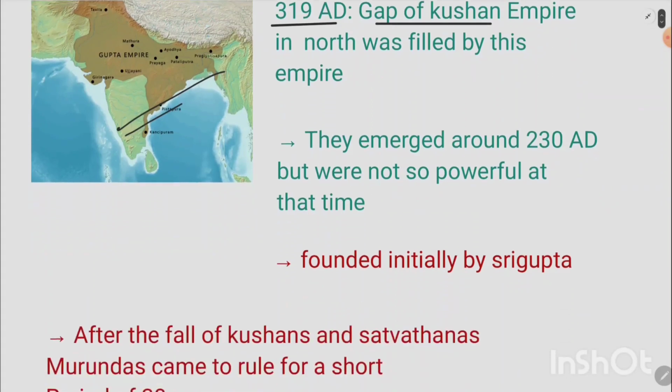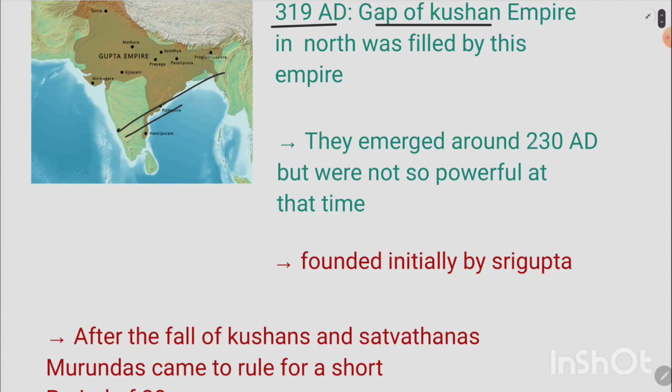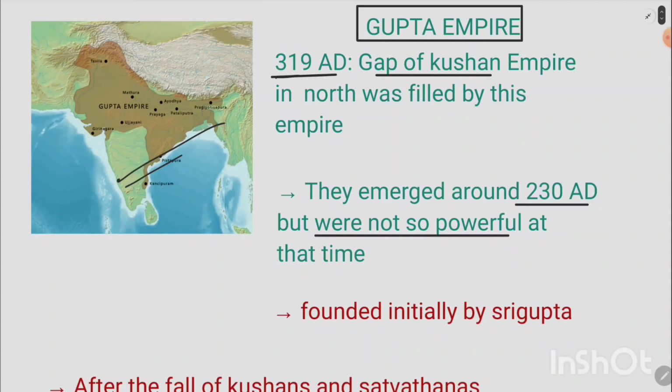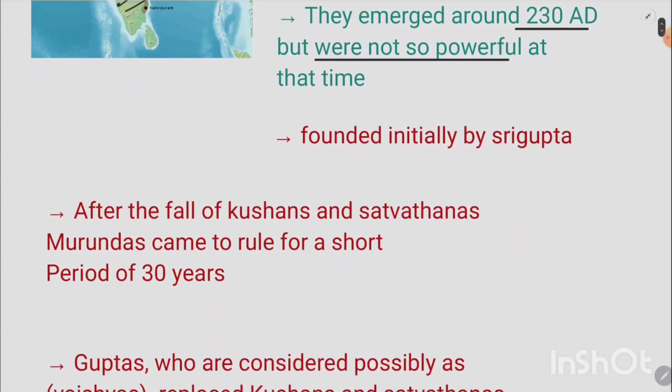Now, what about the Gupta Empire's actual time of arrival? The Gupta Empire emerged around 230 AD, but at that time they were not so powerful, so it's not generally mentioned in the historical books. The important reign starts from 319 AD, which was the time of Shri Gupta. So who was the founder of this Gupta Empire? It was Shri Gupta. Just remember that, very important.